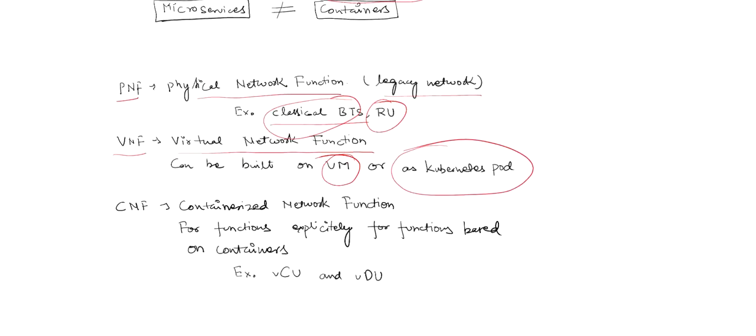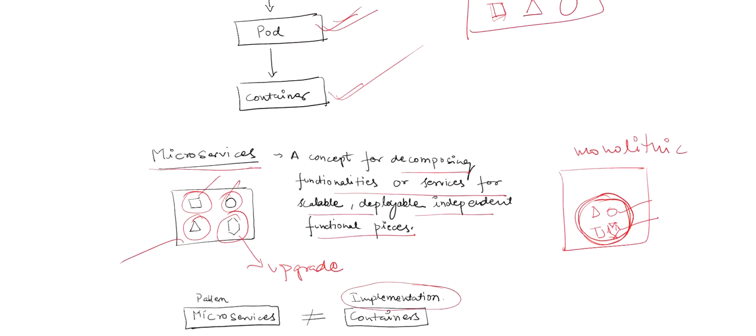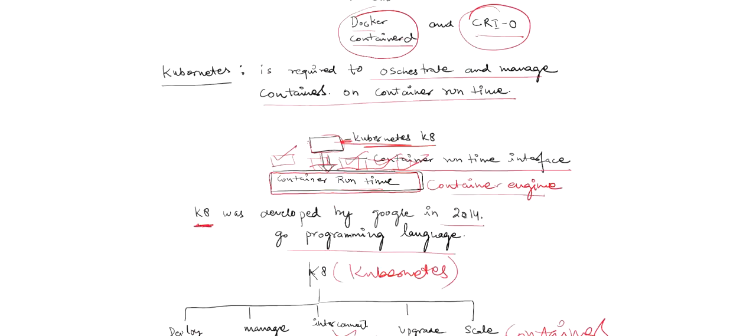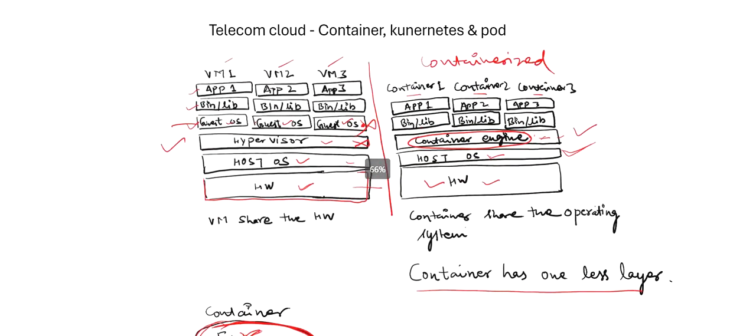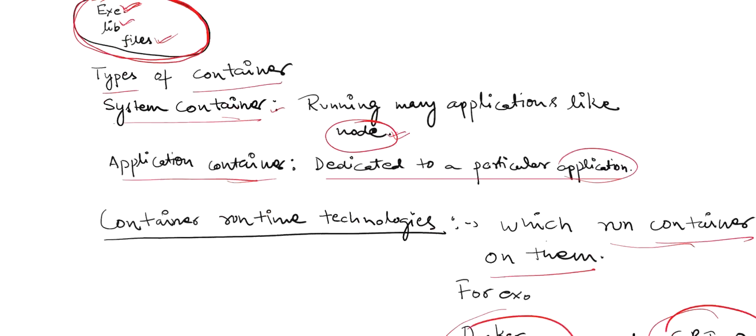Virtual functions can be, as I showed you in the starting diagrams, let me take you there. This could be a VNF, and this can also be a VNF. So it all depends. It could be on a virtual machine and on containerized systems as well. That is virtual network function.